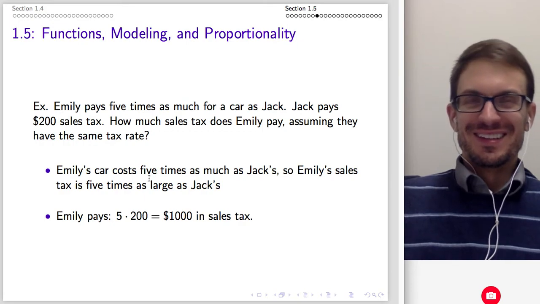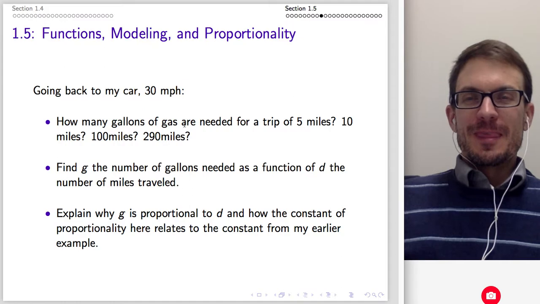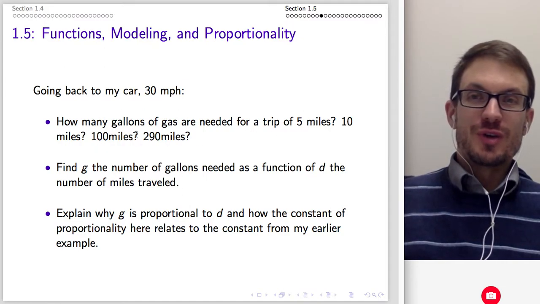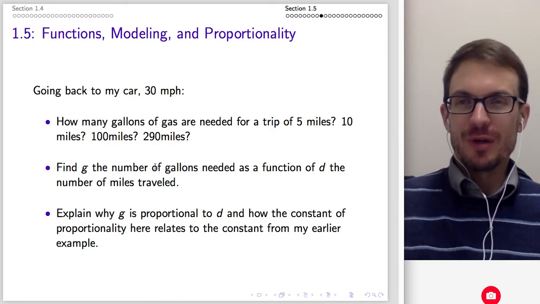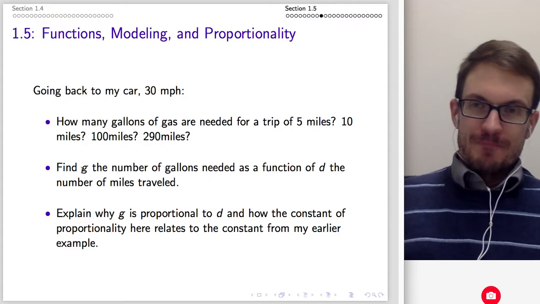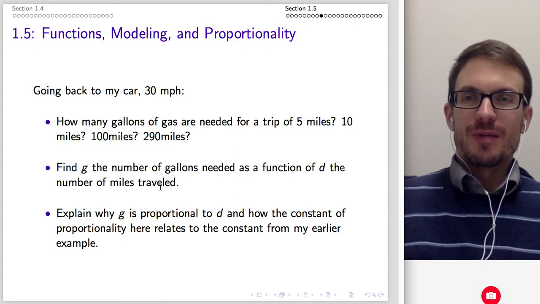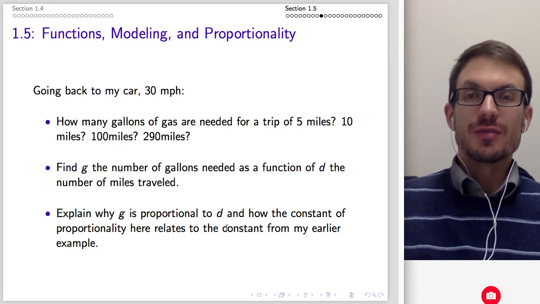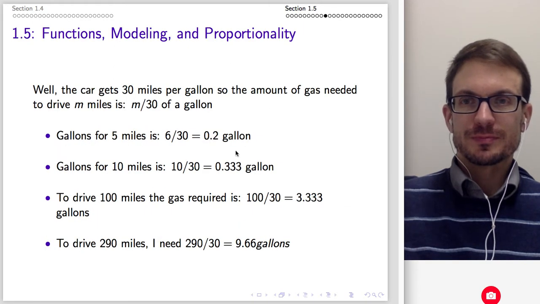Okay, going back to my car, 30 miles per gallon. How many gallons of gas are needed for a trip of 5 miles, 10 miles, 100 miles, 290 miles? So 290 miles is the distance that I'm well familiar with. All right, so find g, the number of gallons needed, as a function of d, the number of miles traveled. Explain why g is proportional to d and how the constant of proportionality here relates to the constant from my earlier example. That was just a couple slides ago.